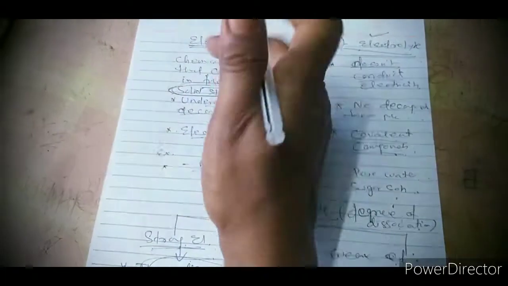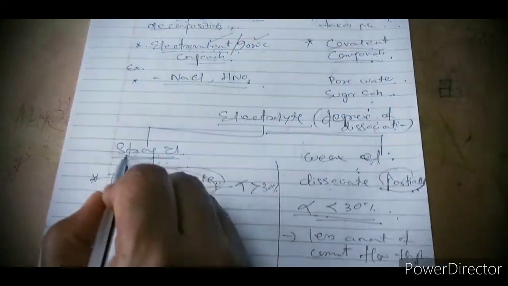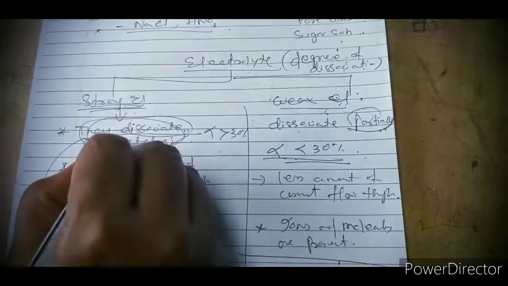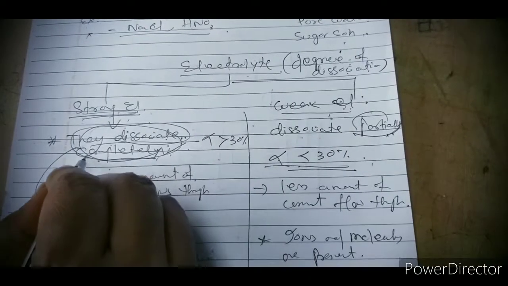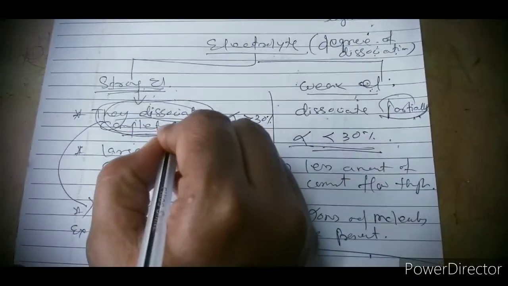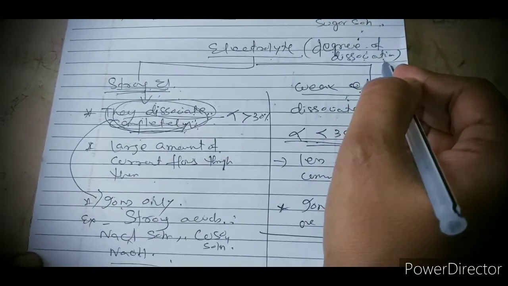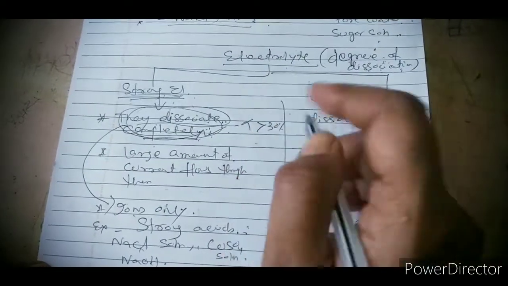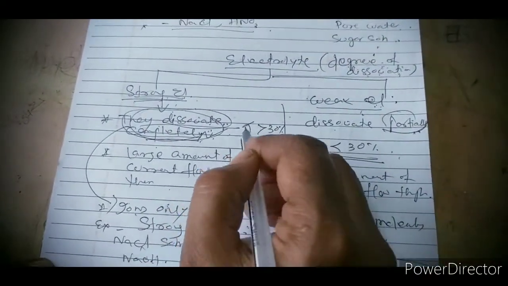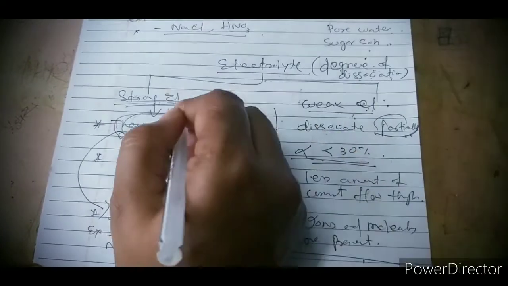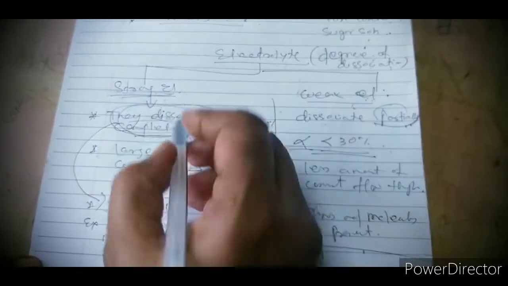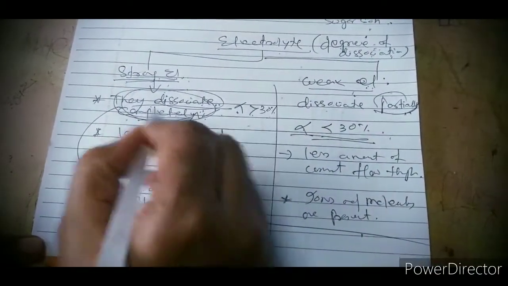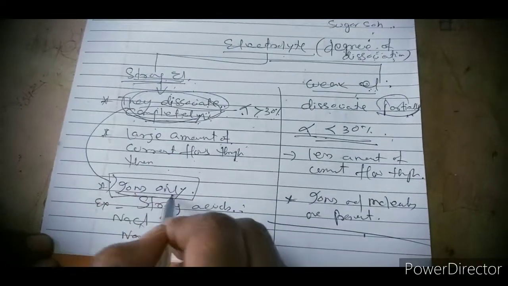Then again let us divide electrolyte into two parts: one is strong electrolyte, another one is weak electrolyte. Strong electrolytes dissociate completely. The word completely depends upon the degree of dissociation. What is degree of dissociation? It means how they are ionizing, and it is represented by alpha. If alpha is greater than 30%, then those are strong electrolytes. As they dissociate completely, a large amount of current flows through them, and only ions are present.